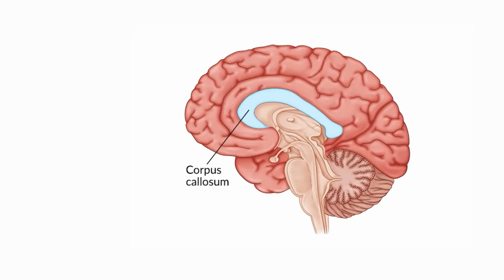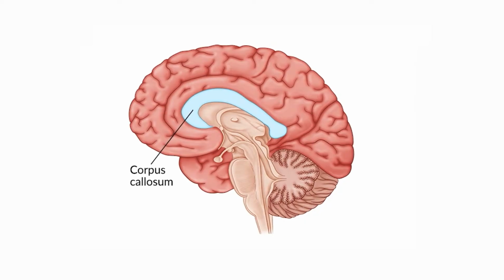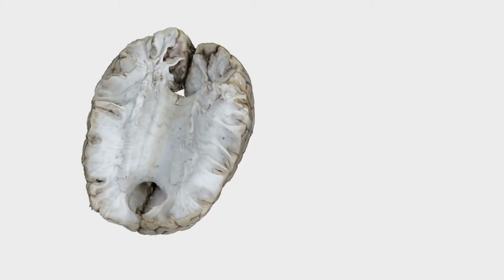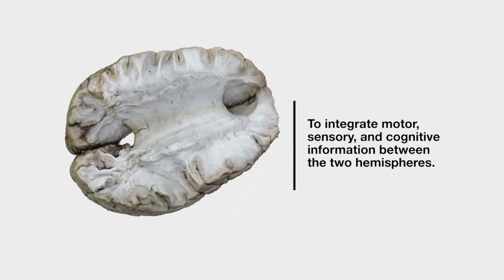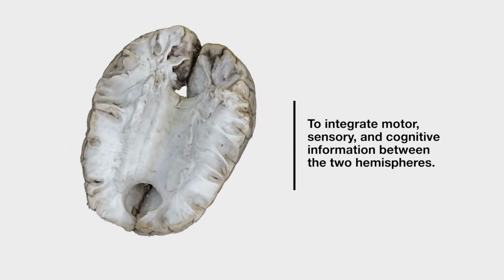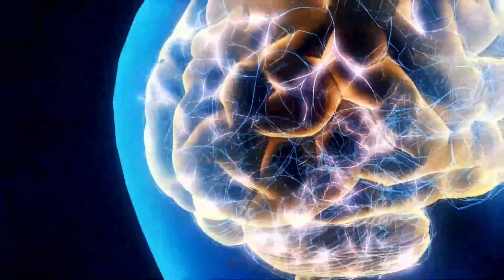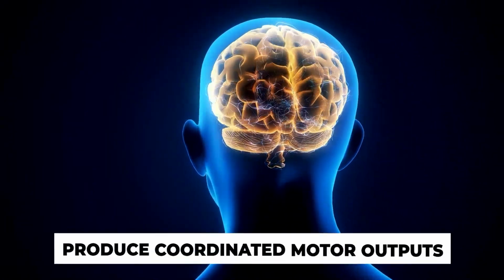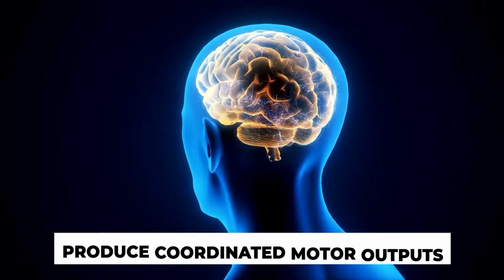Functions. Corpus callosum performs several functions, which include interhemispheric communication. Its primary role is to integrate motor, sensory, and cognitive information between the two hemispheres. For instance, sensory information received in one hemisphere can be shared with the opposite hemisphere to produce coordinated motor outputs.